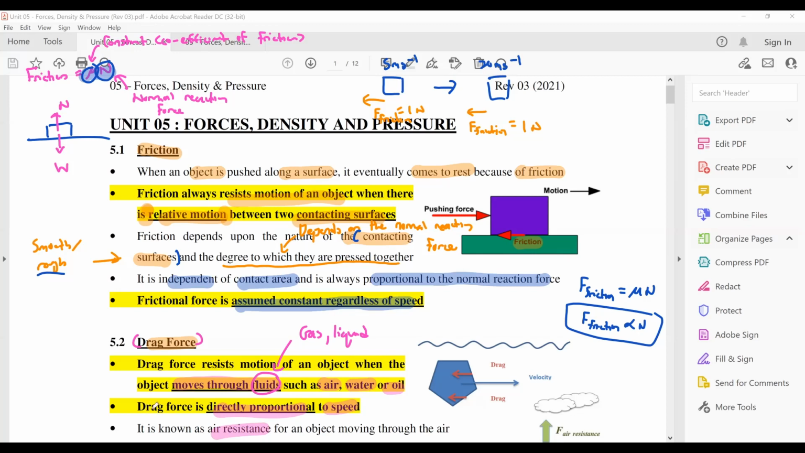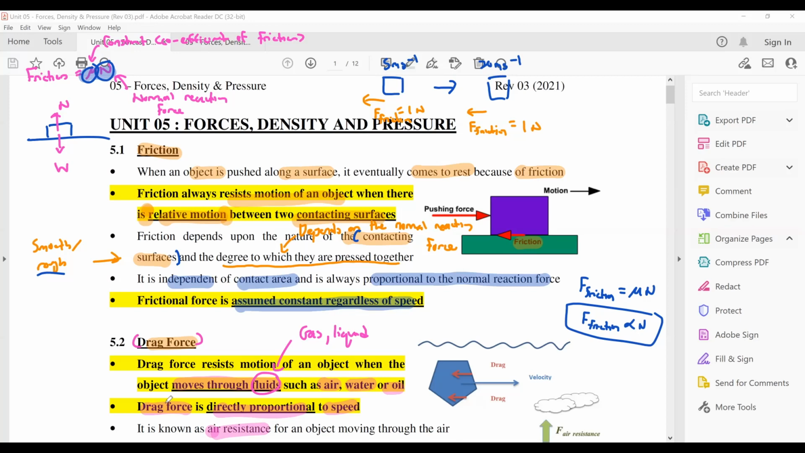Remember before this in the chapters, when you were doing kinematics, I told you that air resistance is directly proportional to speed. The faster you go, the more your air resistance. That's because air resistance is a form of drag force. It will change with speed.